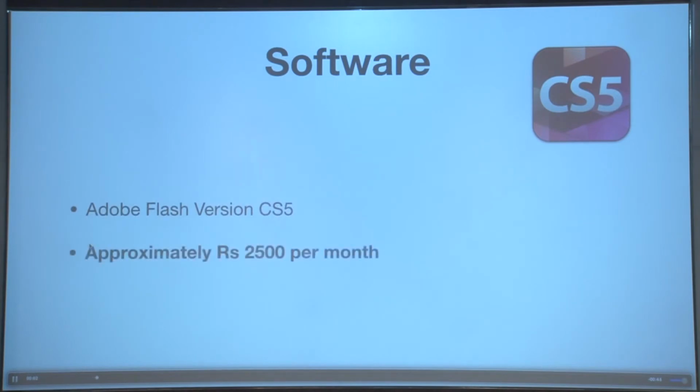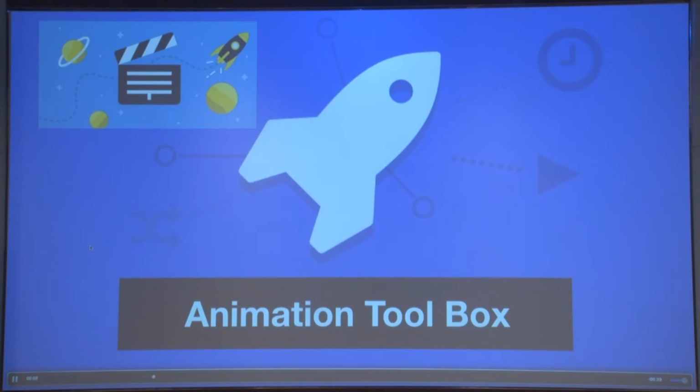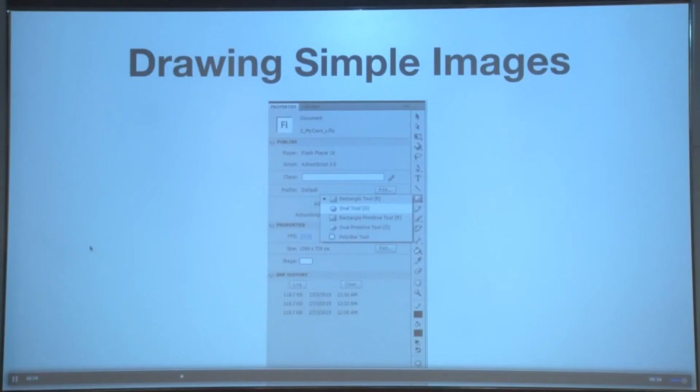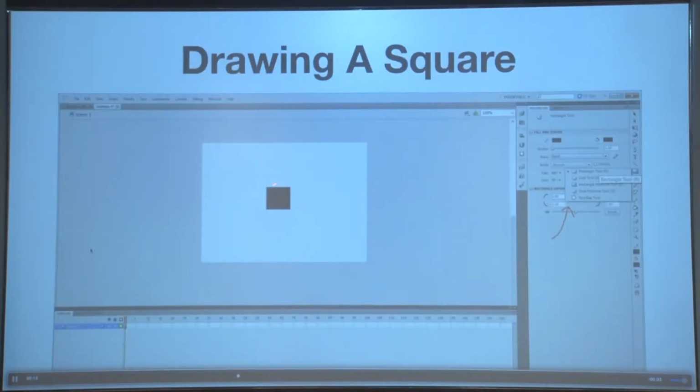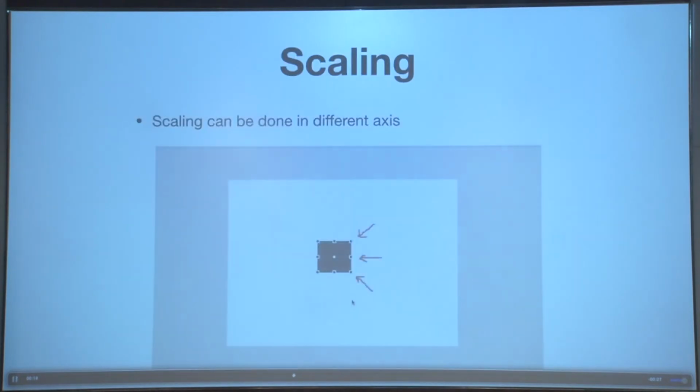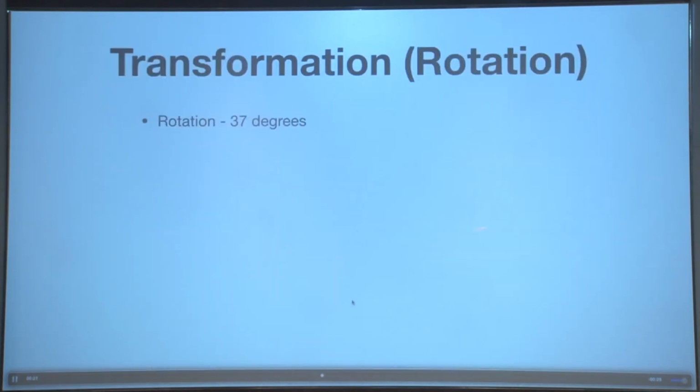So initially I started with Adobe Flash version CS5, costs approximately 2500, is what my animation toolbox is. So just like drawing a simple square or a simple oval. So you just choose a simple square here. So I first draw a square. So once you draw a square, you can just scale it on any axis you want and make it into a rectangle.